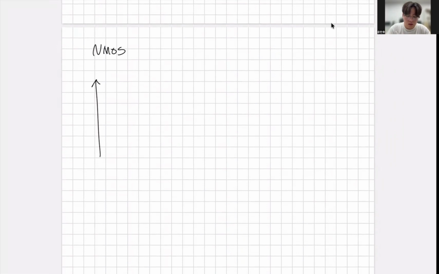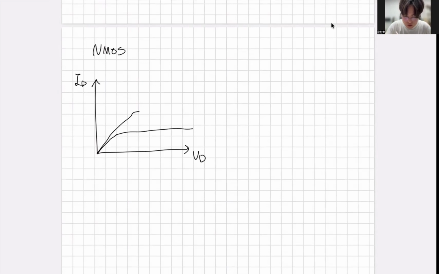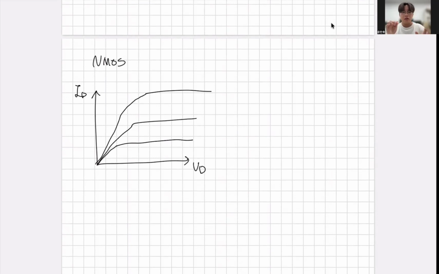So we can draw the ID-VD graph like this. If we apply the gate bias, the ID-VD graph will be drawn like this. So here, here, and like this. We can check that this part is the saturation part. I didn't draw the graph well, but please understand. And here is the saturation part.